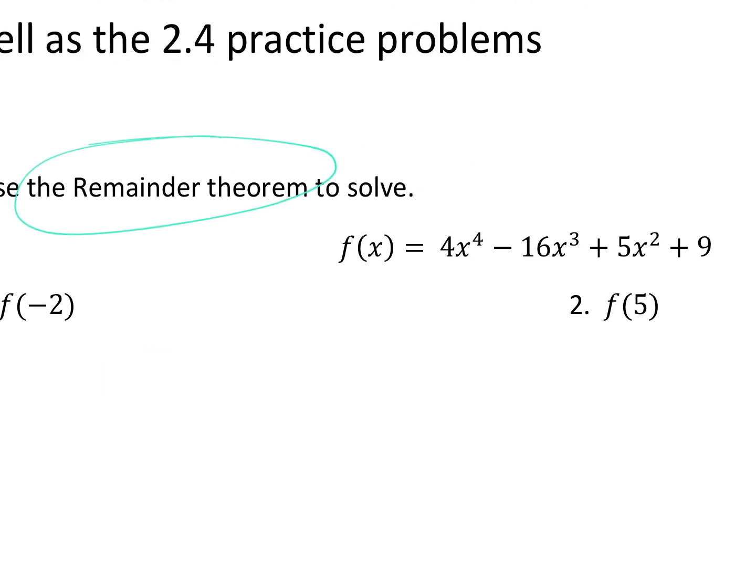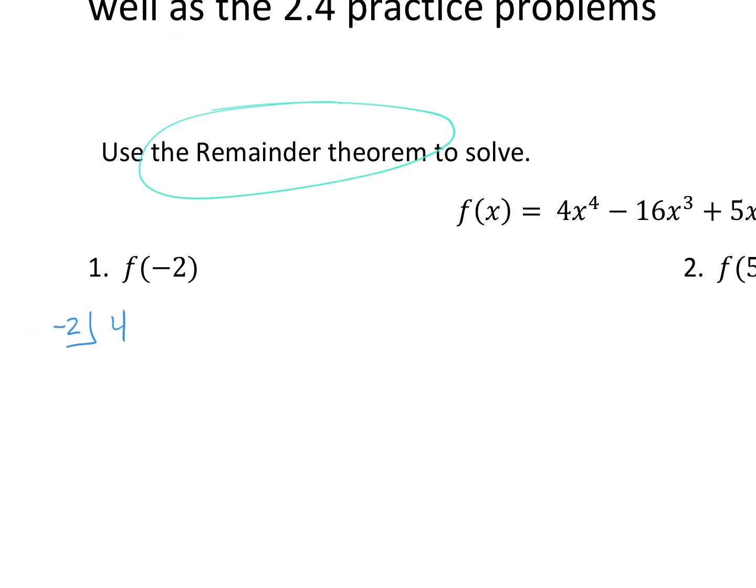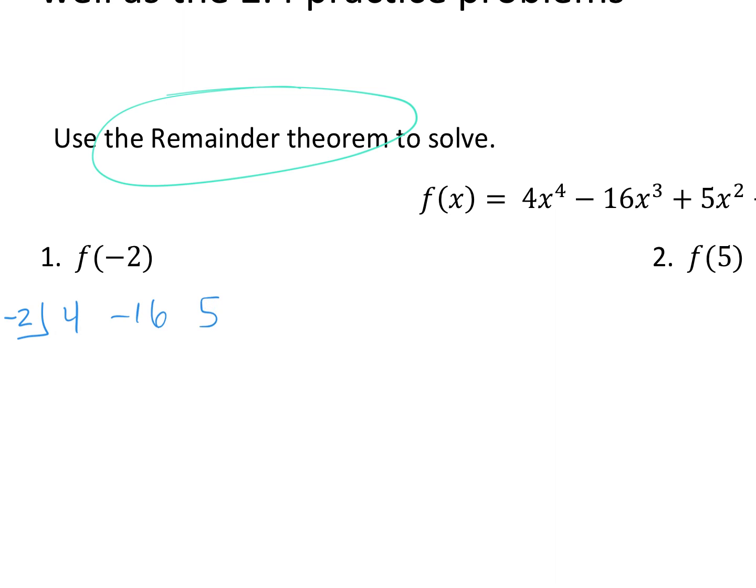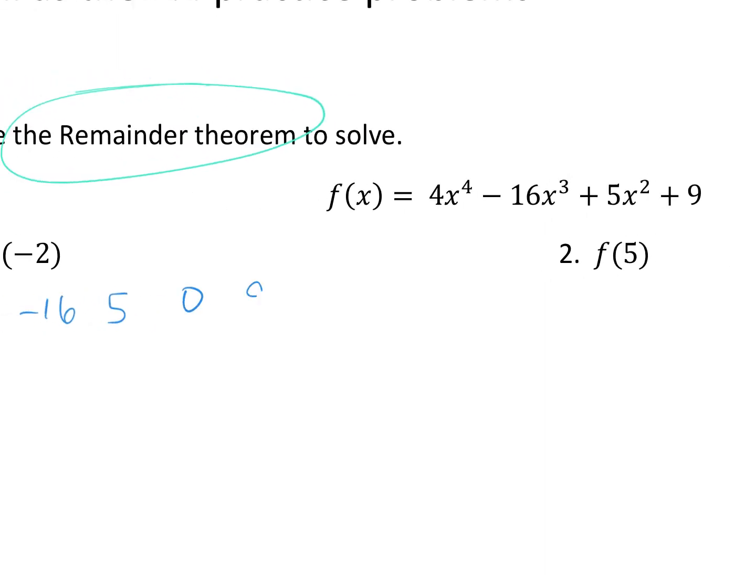Any of you that lost points, there were two reasons. One, you just added incorrectly. Or 2, you forgot the placeholder. If there is not an exponent represented, what do you have to put? 0. So I have 4 for my x to the 4th, negative 16 for x cubed, 5 for x squared. What is for x? 0. Good. And then a 9.